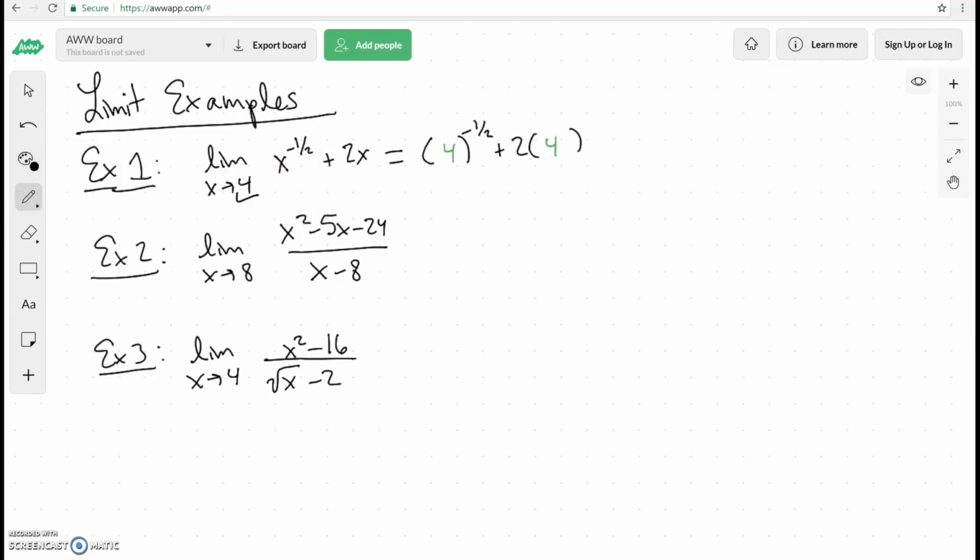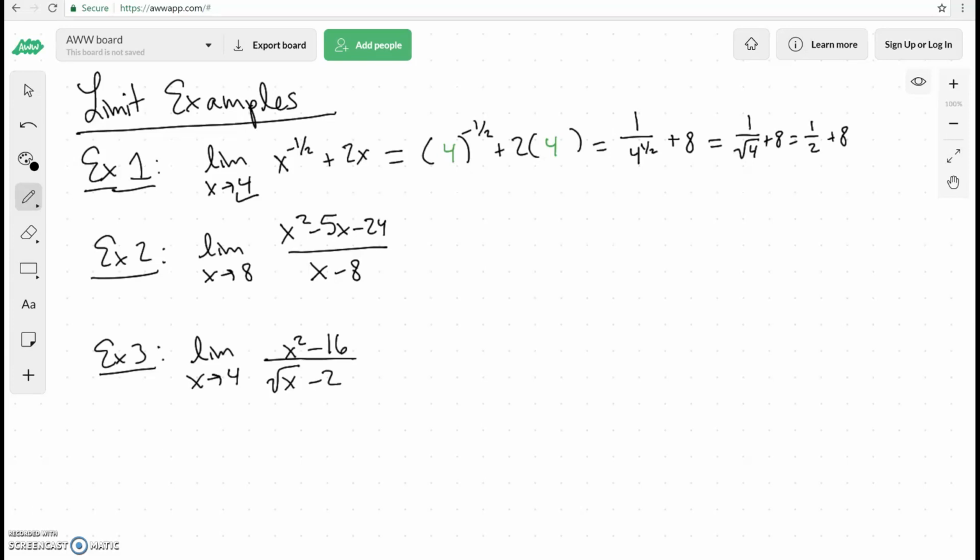Okay, and what I'm going to get, well, this negative just tells me that I'm going to bring this down. So this is going to be 1 over 4 to the 1 half. This is just going to give me plus 8. Okay, remember that to the 1 half power, it also means the square root. So it's going to be 1 over the square root of 4 plus 8. This is going to give me 1 half plus 8.